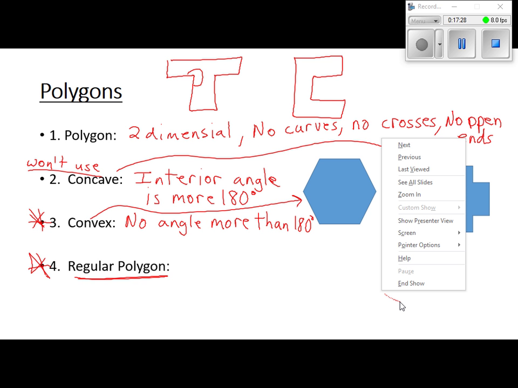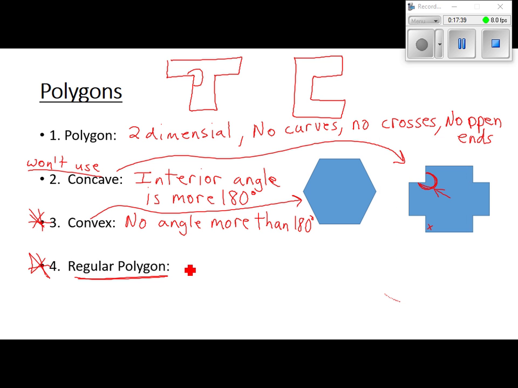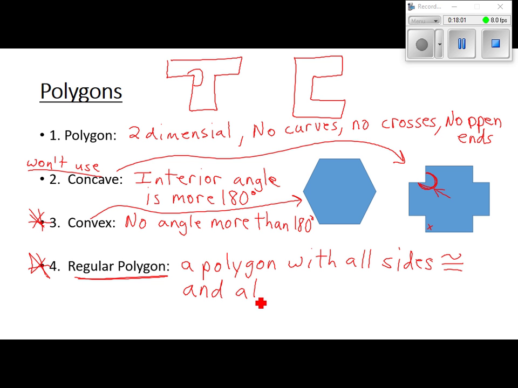What other parts does a polygon have? It's got sides and it's got angles. Even sides and even angles. Right? So a regular polygon is a polygon with all sides congruent. What's this symbol mean? Congruent, good. And all angles congruent.